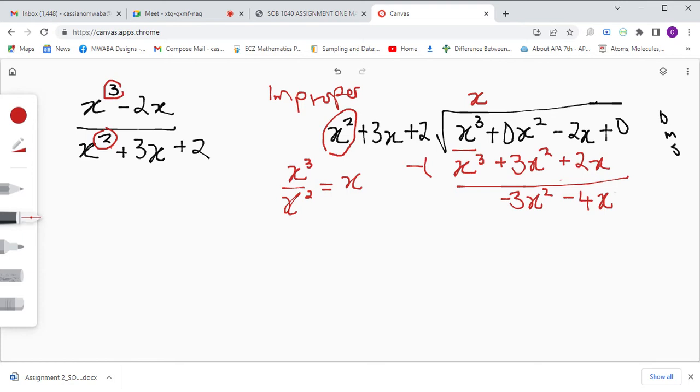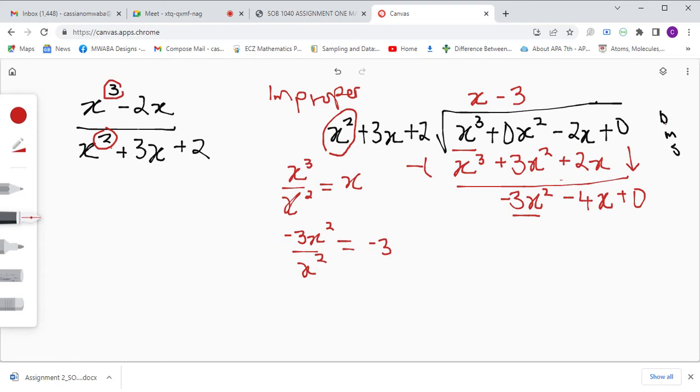And then we just drop down our 0 here. Then we repeat our process again. We divide. So what are we going to divide? Our leading term, so we say negative 3x squared divided by x squared. We're going to get negative 3. So we put here minus 3.